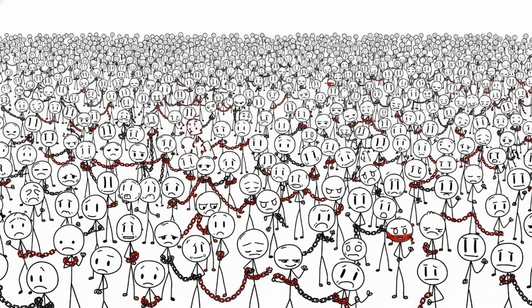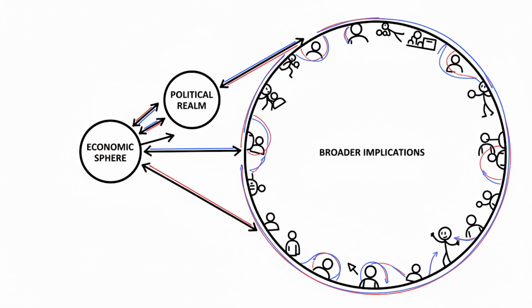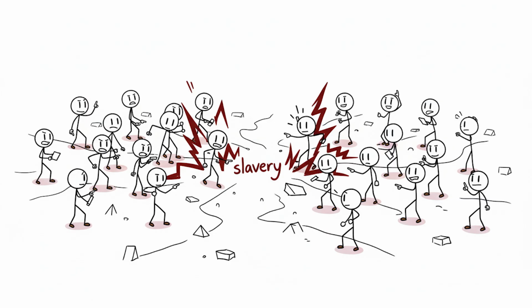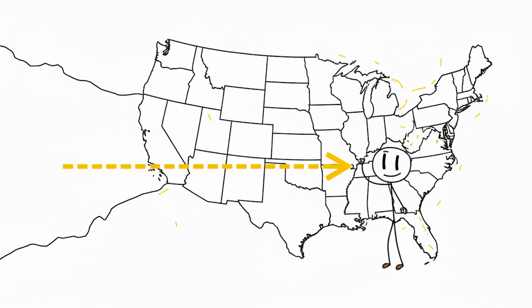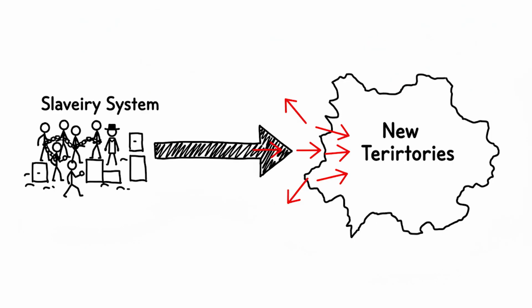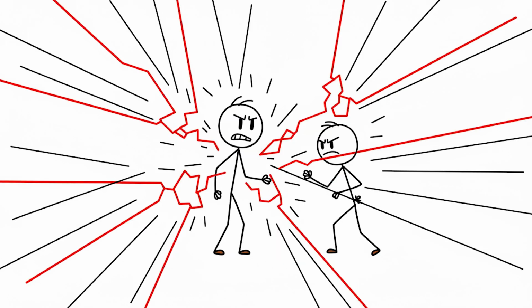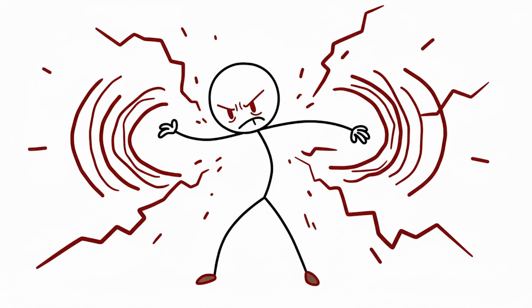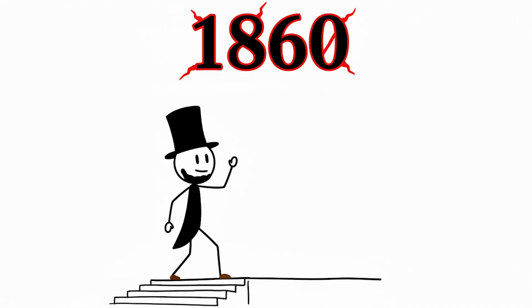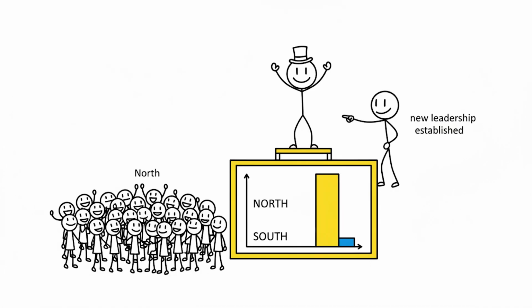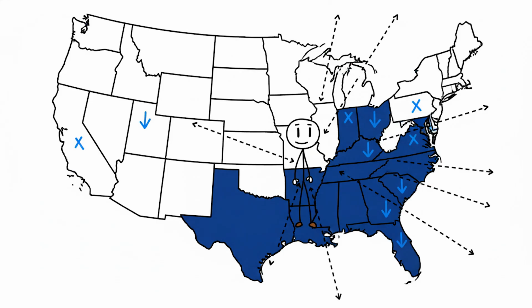But slavery wasn't just an economic system, it was a political battlefield. Every time the U.S. gained new land, one question exploded. Would slavery expand with it? Compromises were made, then broken. Tensions rose, then boiled. And in 1860, Lincoln was elected president without a single Southern state.